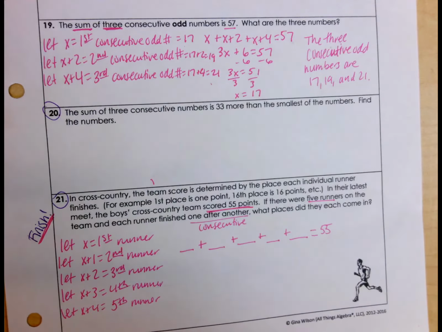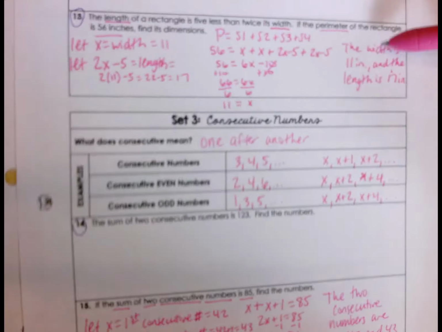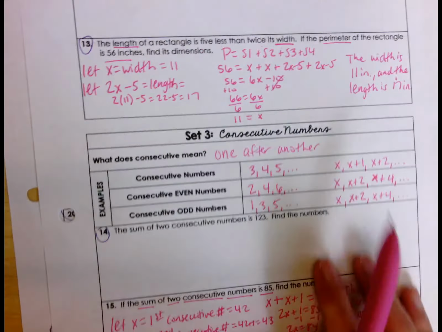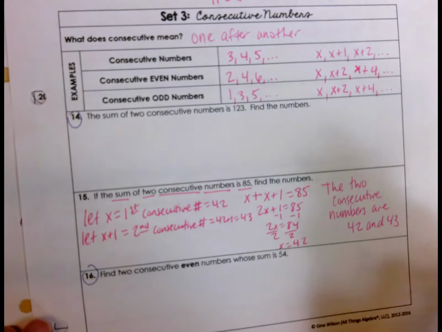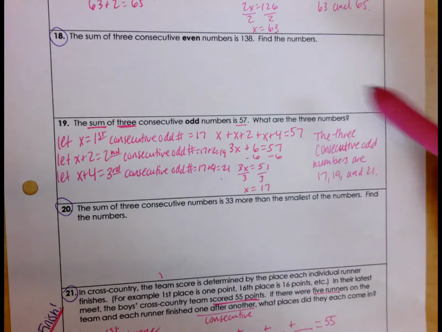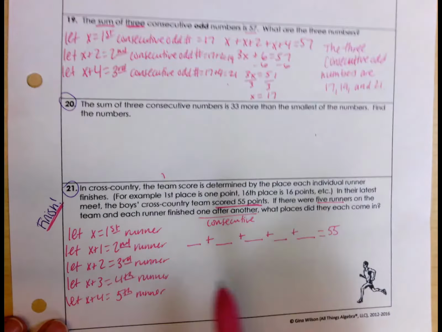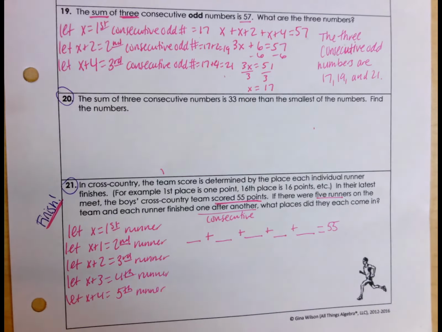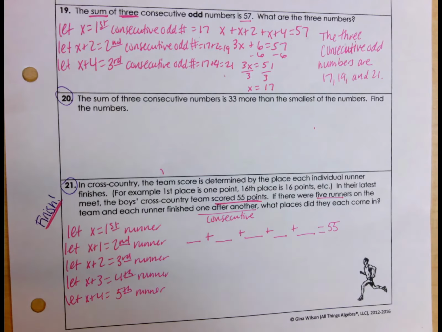So here are your instructions for today. All right, today you are doing number 12. Okay, it's another perimeter question just like yesterday. Then you're going to do 14 and 16, 18 and 20, and then finish question 21. Okay, when you're finished, you can send those to me. I'll be happy to check your answers.